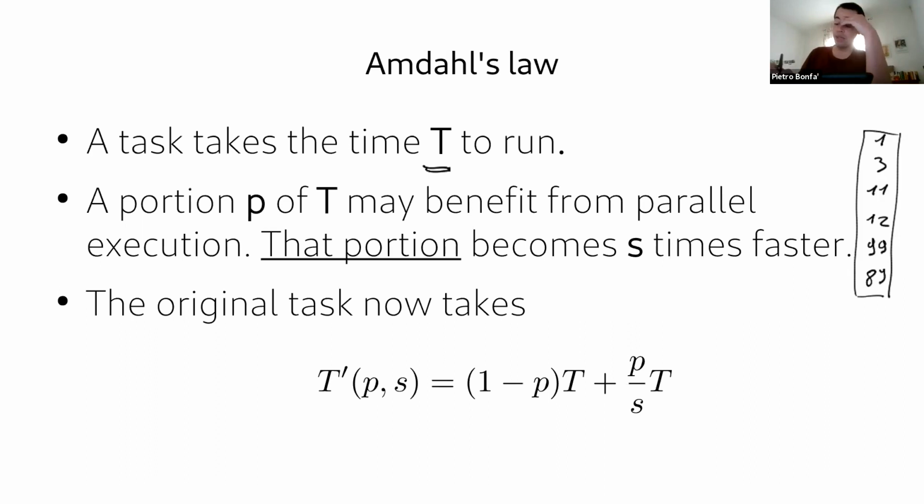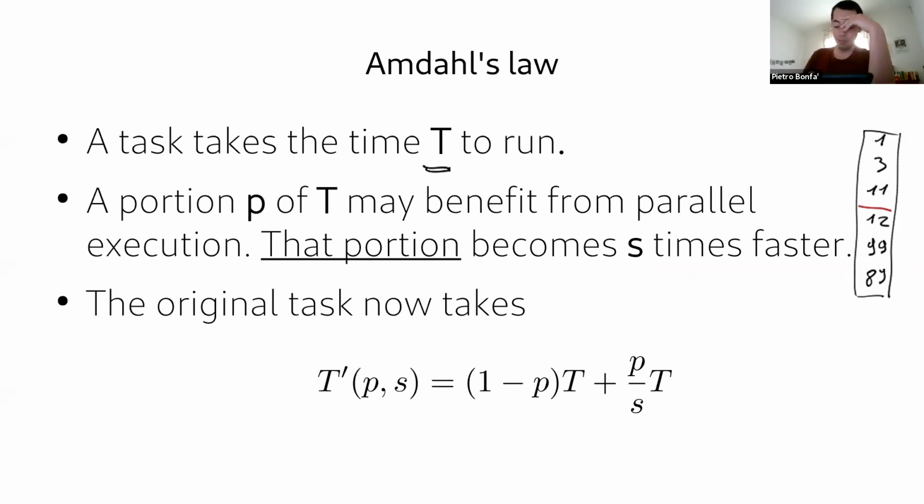While instead, if you need to sum these numbers, you can easily think of an algorithm that splits this list, for example, in two, if you have two workers, and assigns the first set of data to the first worker, the second set to the second worker, and hopefully in this way, this portion of our original task will take half the time. So it will become S times faster. S is the speed up of the portion of our original task that can benefit from parallel execution, right?